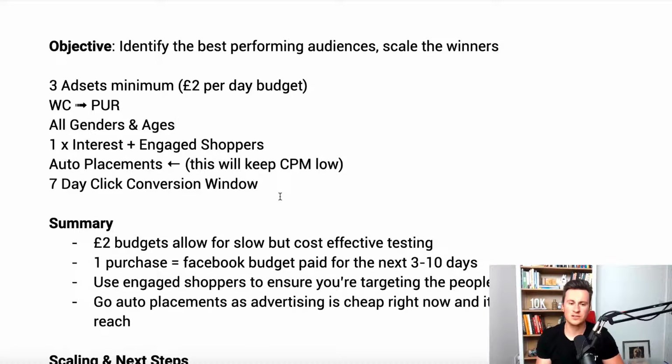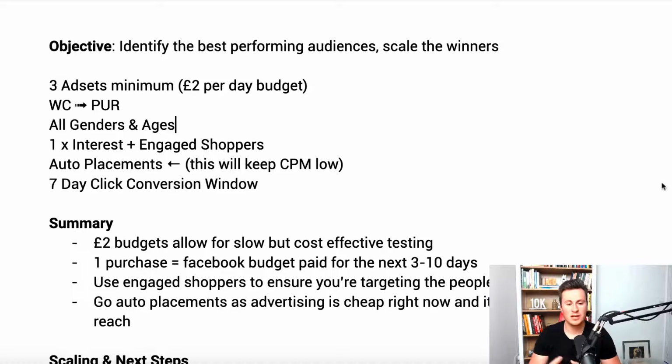To summarize this strategy and why it works, number one is £2 budgets allow for slow but cost effective testing. You can go 3 or 4 days without seeing a single purchase, but because they're such small budgets, it's not a big outlay, it's not a lot of money to lose. And point two is that one purchase pays for your Facebook budget for the next 3 to 10 days. Obviously it depends on what your profit margins are.